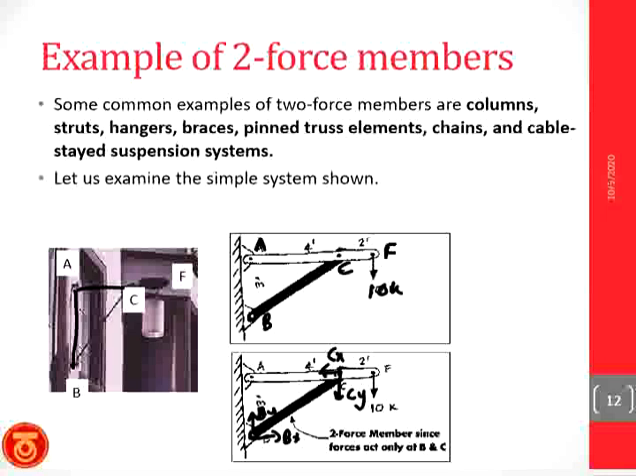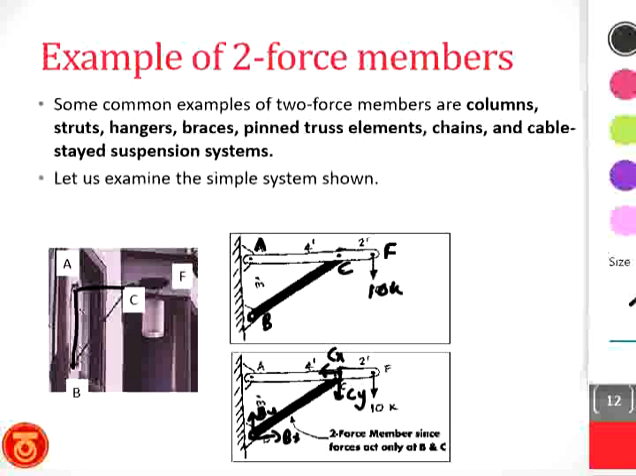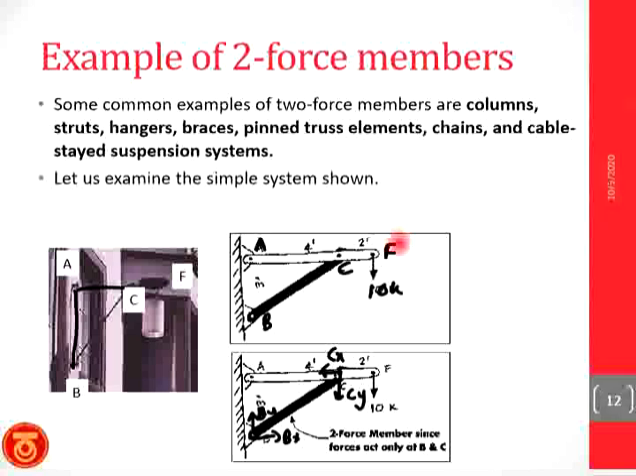So this one has the resultant, we have resultant toward like this, and also resultant like this. The resultant force of both forces acts at the center of the line. So that's why this is a two-force member.